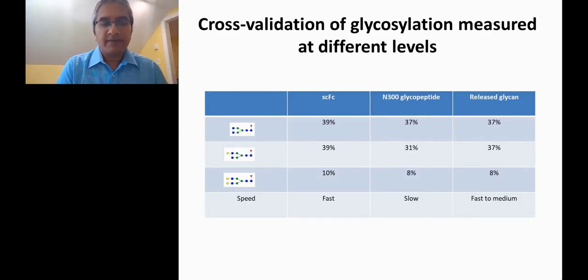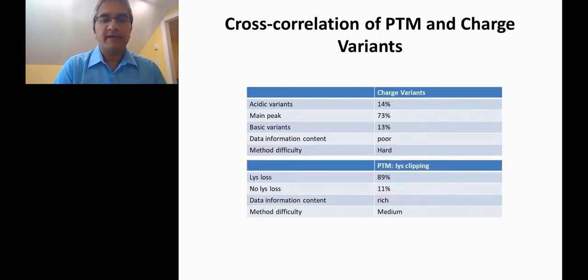And the other types of correlations we can also build are from looking at these backbone modification variants. When you look at charge variants, specifically the acidic, main peak, and basic variants, through the column analysis, and you look at it more distinctly in terms of backbone modification, with respect to the cleavage of the C-terminal lysine or deamidation, you can see a pretty good correlation between the charge variants and the backbone modification.